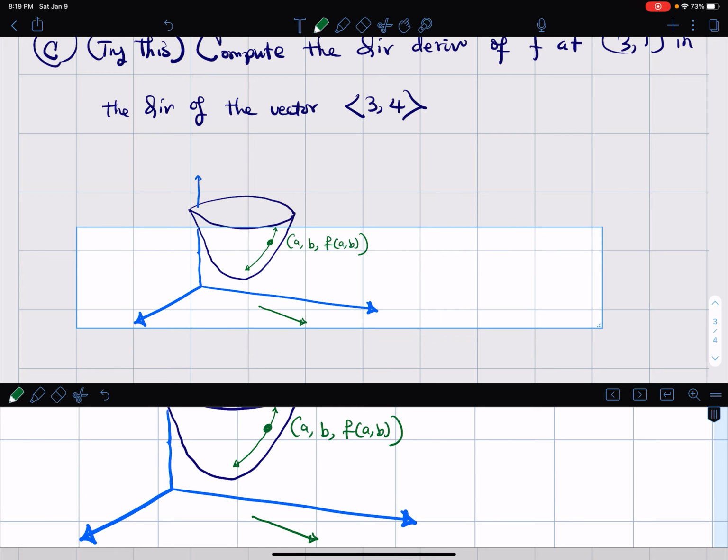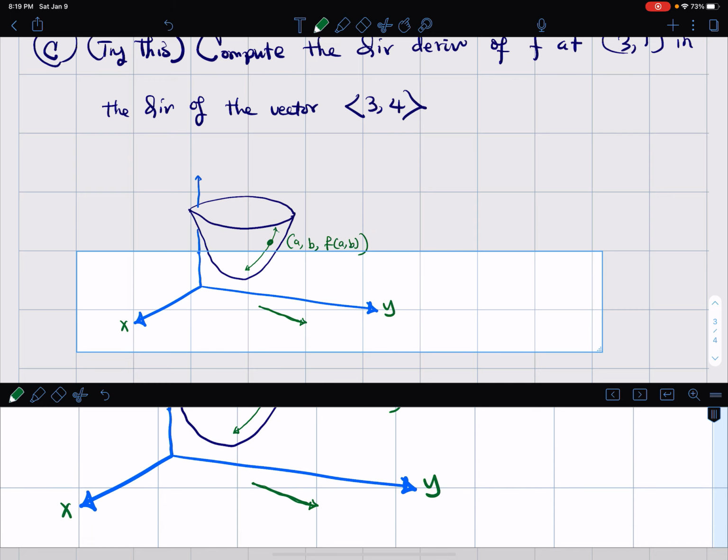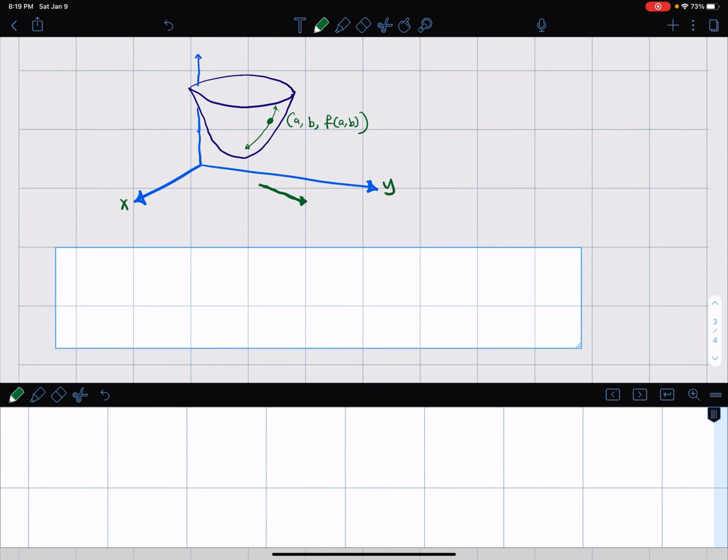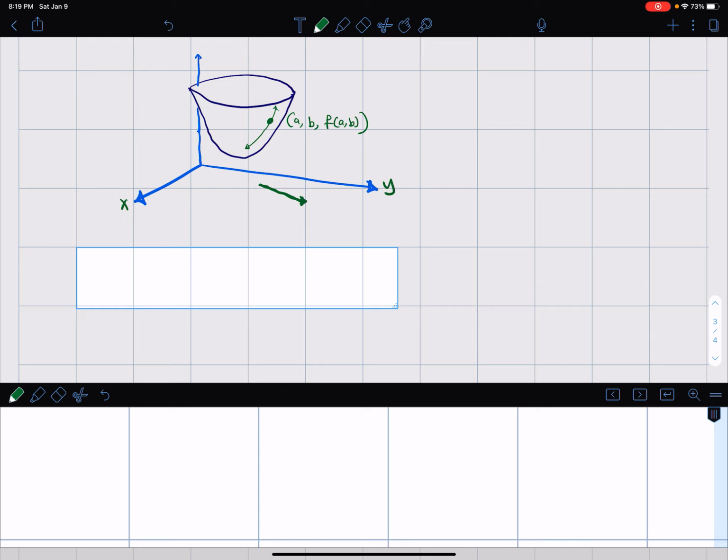If we're walking along the surface, but you're projecting it on the xy plane, remember, this is your y-axis and this is your x-axis. What direction do you go on the xy plane to move the fastest along the surface? That's the question. And we can answer that question with a theorem, which I'm going to write now. This theorem is very loaded.